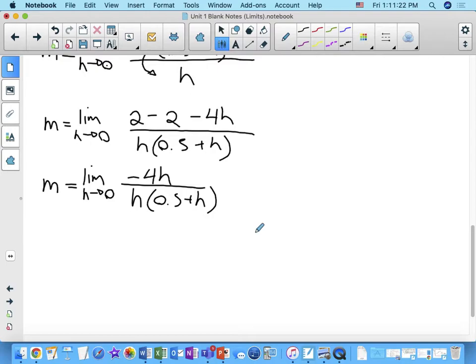Because now the h's will cancel. I've got a factor of h in the numerator that I can cancel with that problematic factor of h in the denominator. Okay, what can I do now? Substitute, exactly. Okay, so this is going to be negative 4 over 0.5 plus 0. And that is negative 8, I think.